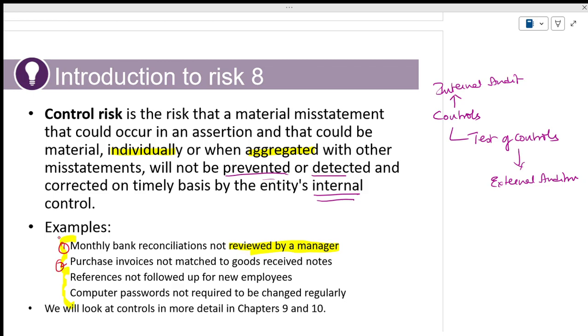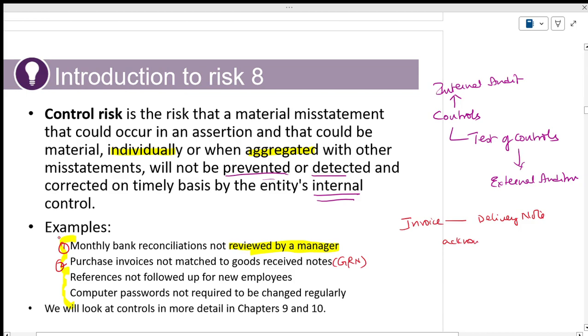Second one: purchase invoices not matched with the goods received note, GRN. See, now you see the thing. We are ordering something. When we are ordering something, definitely what will happen? There will be an invoice and there will be a delivery note. You will acknowledge and you will sign.